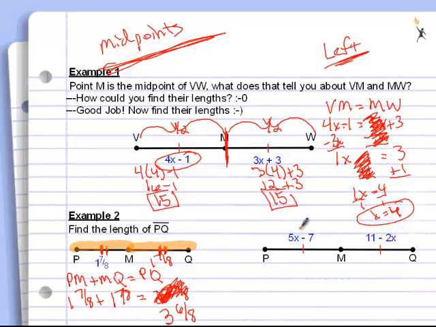The same thing over here. I can see that these little tick marks tell me that this segment, PM, is equal to this segment, MQ. Now, because they're equal, I can set their lengths equal to each other, like 5x minus 7 and 11 minus 2x. And because I set them equal to each other, now I can actually solve and find the length, just like I did in example 1.